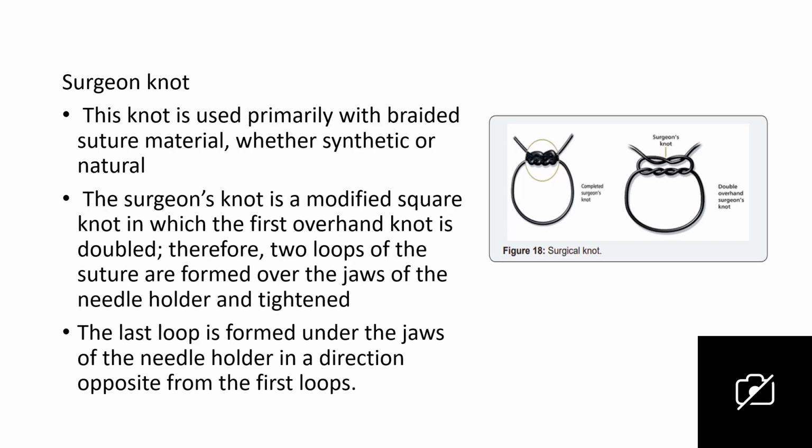Surgeon's knot. This knot is used primarily with braided suture material, whether synthetic or natural. The surgeon's knot is a modified square knot in which the first overhand knot is doubled. Therefore, two loops of the suture are formed over the jaws of the needle holder and tightened. The last loop is formed under the jaws of the needle holder in a direction opposite from the first loops.